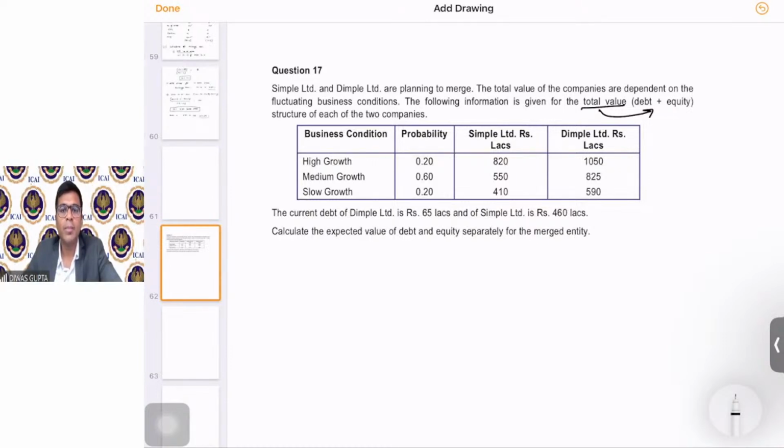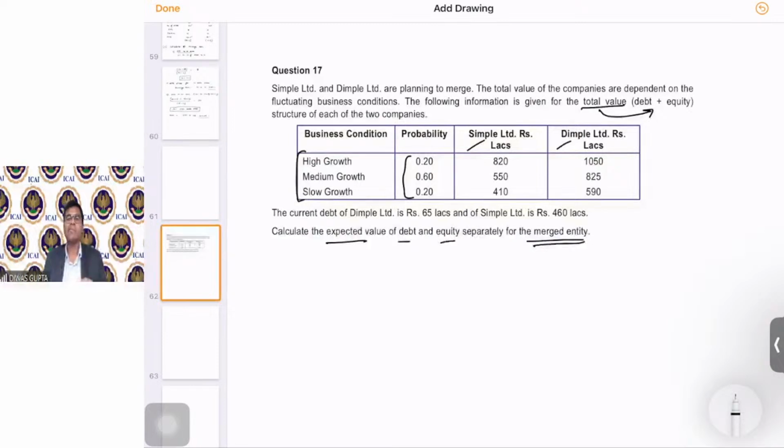The capital structure of each of the two companies is as follows. In three different business conditions, having three different probabilities, they have given us Simple Limited's and Dimple Limited's different amounts. And they have given us the current debt of 65 lakhs for Dimple Limited, and for Simple Limited, it is 460 lakhs. Calculate the expected value of debt and equity separately for the merged entity. For the merged entity, they are asking us to calculate the expected value of debt and equity, students.